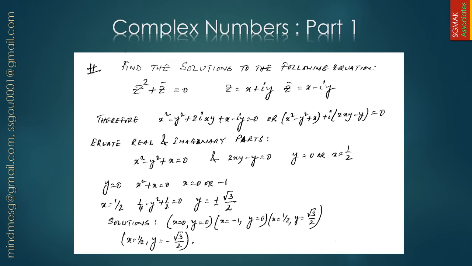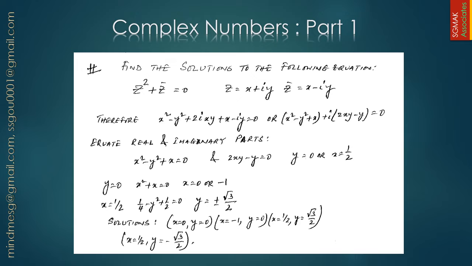So what we have here is z squared plus z complement equals 0. That comes out to be x squared minus y squared plus x plus i times (2xy minus y) equals 0. Then, always the approach is you equate real and imaginary parts separately. On the right hand side, you have 0. So the real part, x squared minus y squared plus x, is 0. And the imaginary part, 2xy minus y, equals 0.